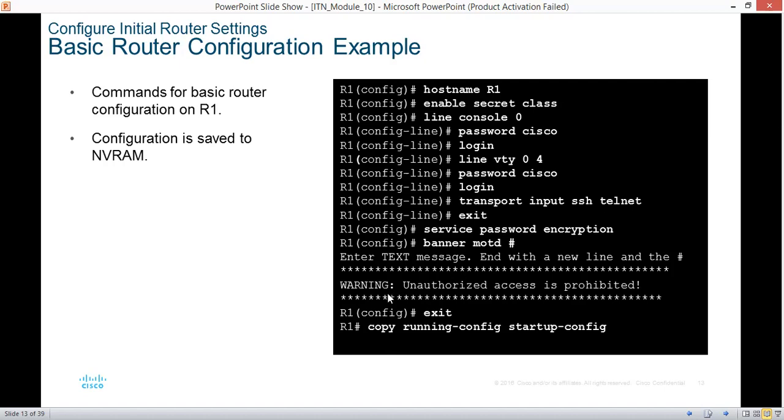I think, was it Mohammed Atami that was talking about banner? This is where you configure banner MOTD. I don't know if he's around. Mohammed Atami. Yes, sir. No, I'm here.